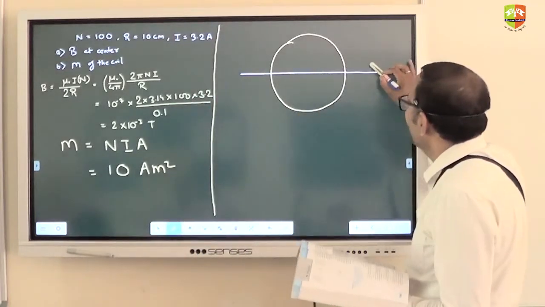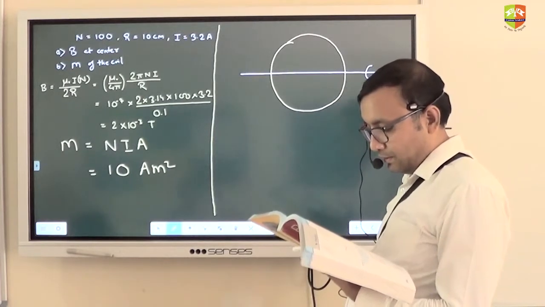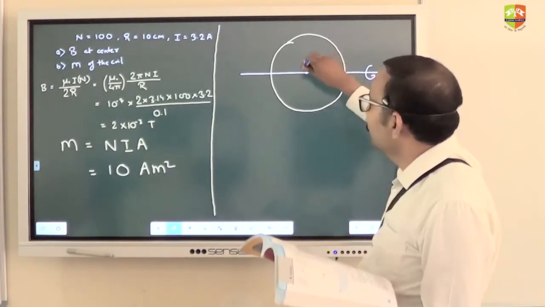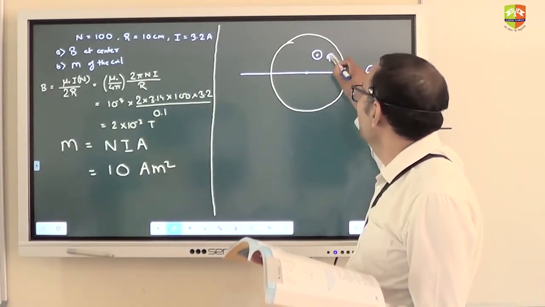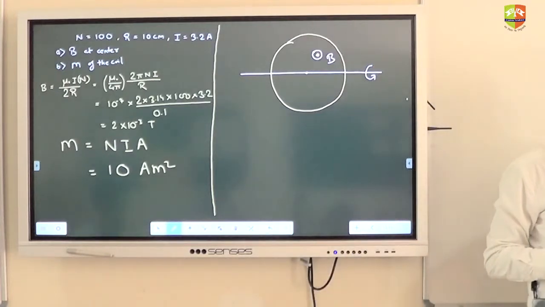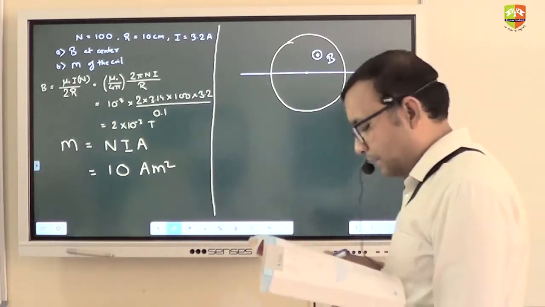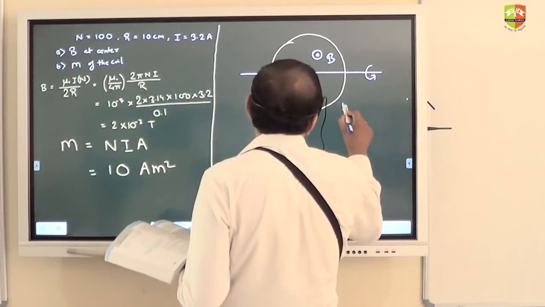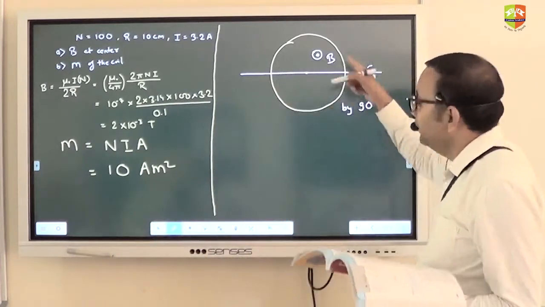Rotate. Okay? And along the axis of a coil. So the coil is all coming out of the board. Okay, the magnetic field you can say comes out of the board, B. So you should be drawing the diagram like this. The coil rotates through an angle of 90 degrees under the influence of the magnetic field. It rotates by 90 degrees because of the magnetic field B.